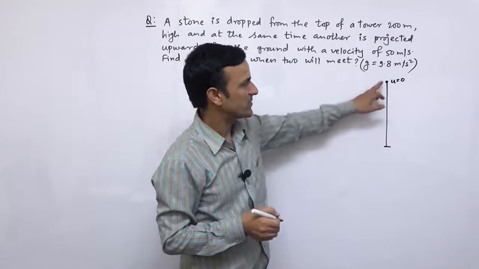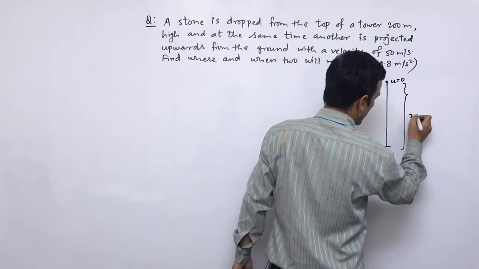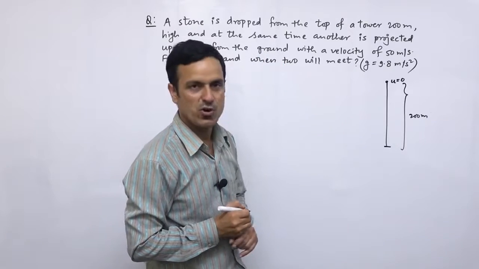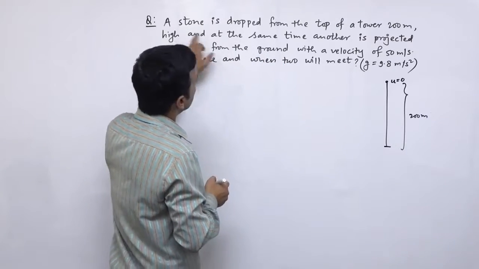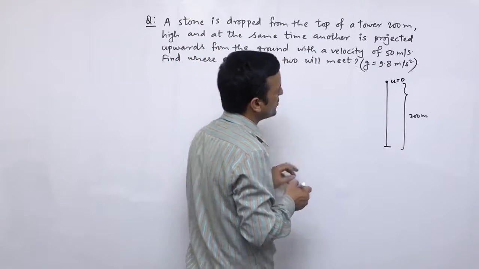A stone is dropped from this position and its height is 200 meters. The total height of this tower is 200 meters. And at the same time, another stone is projected upwards from the ground.